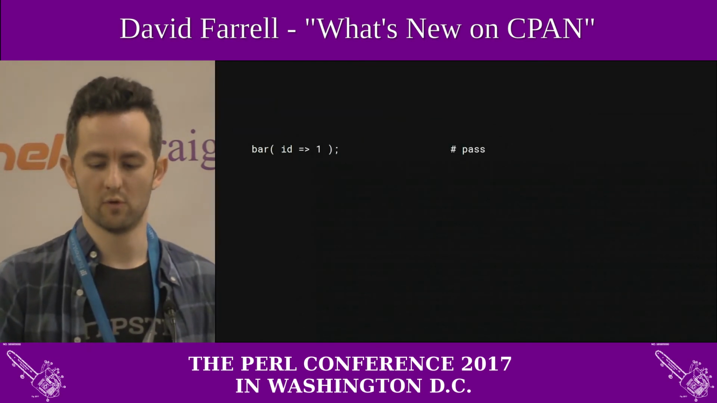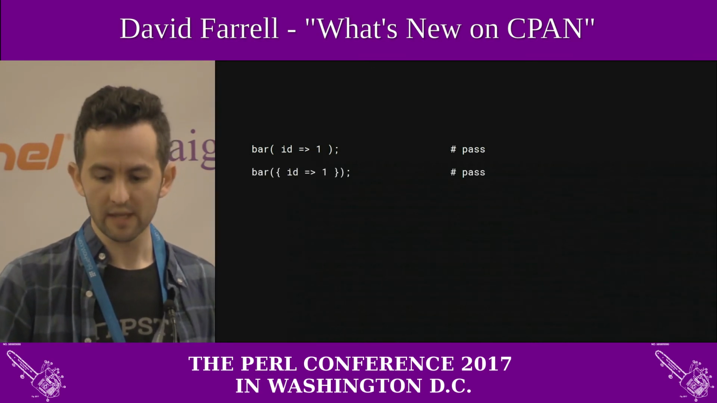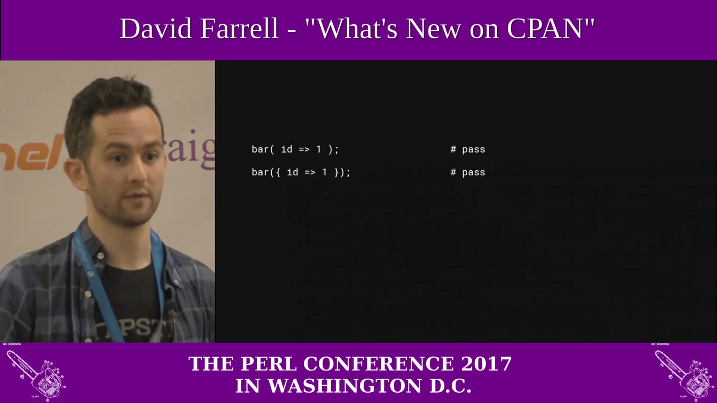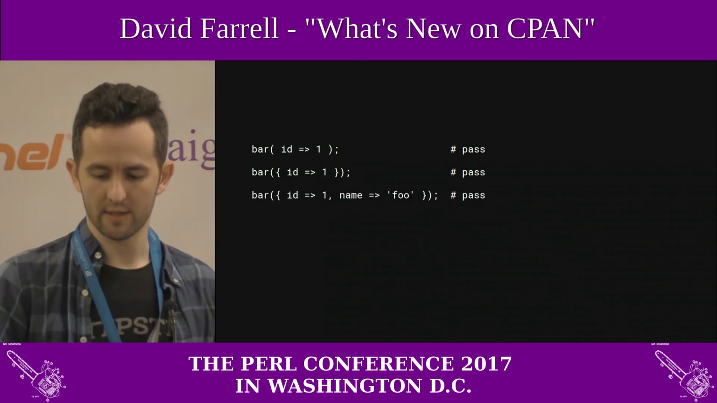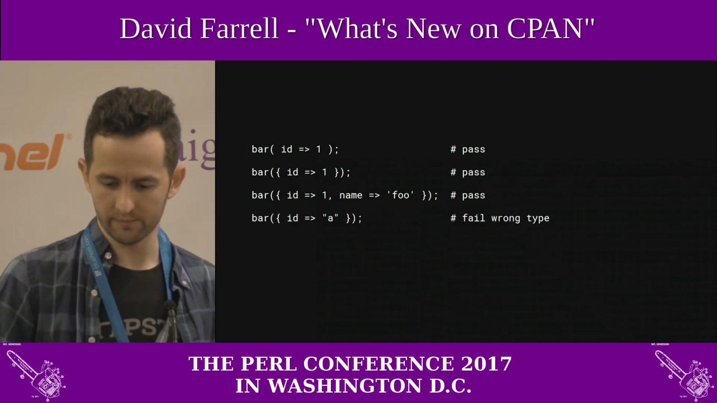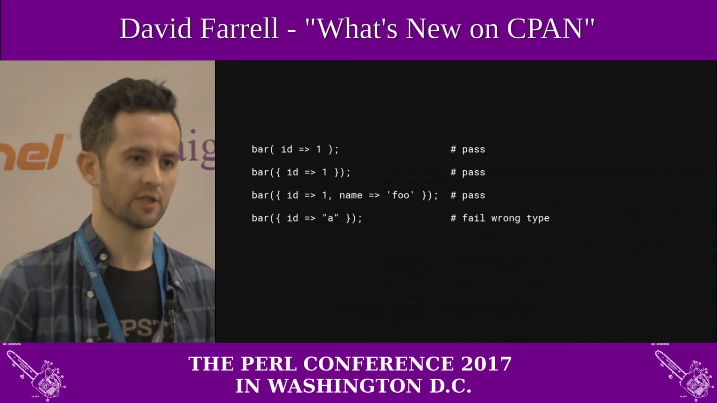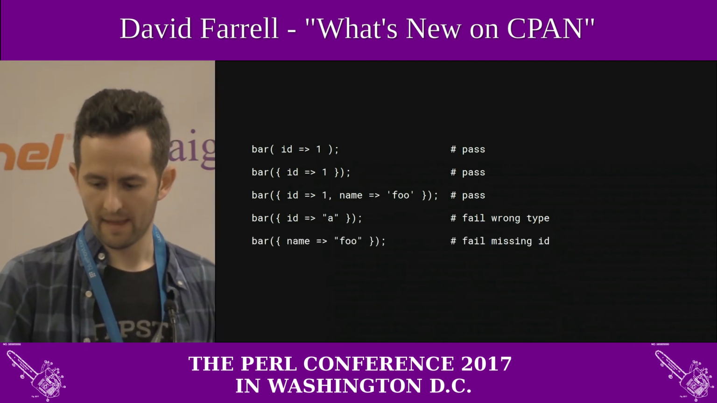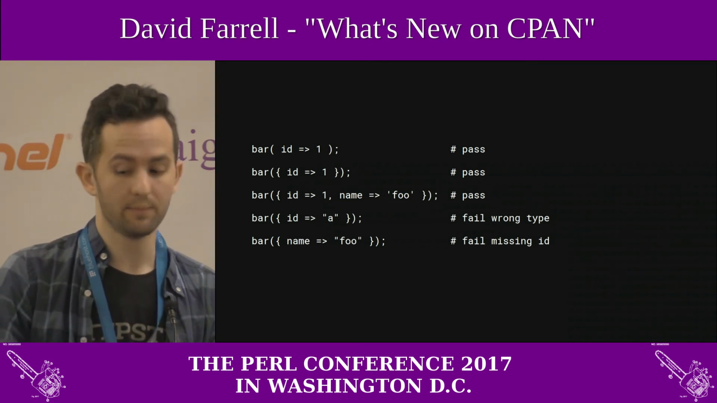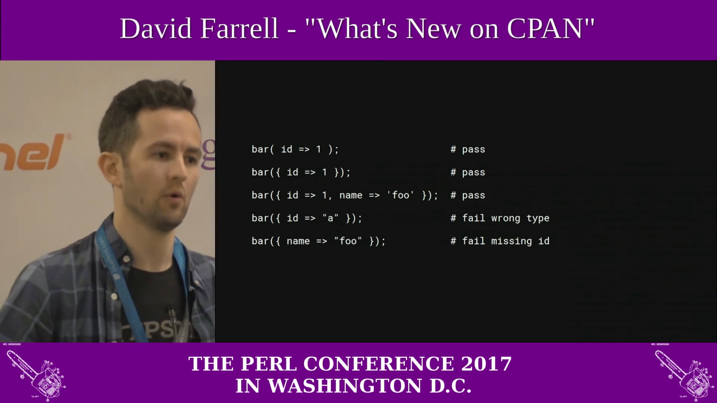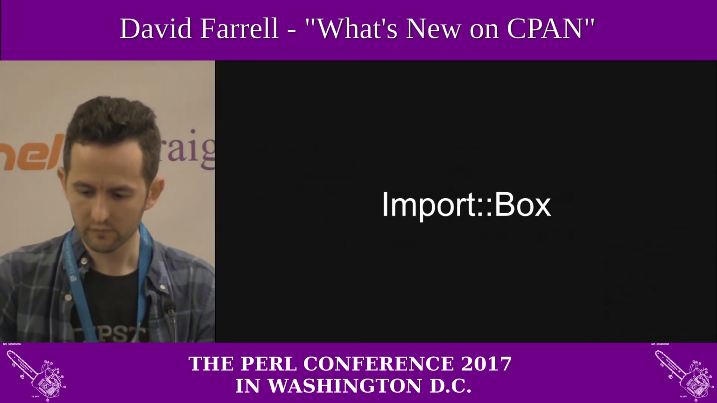Okay, here's an example of calling bar. So this passes because ID is a required parameter. This passes because it accepts hash refs or hashes. You don't have to worry about that. This passes passing the name parameter, which is optional. This fails, and it prints out a wrong type exception message explaining exactly what's wrong. And if a required argument isn't passed, it'll fail, and it'll say missing required parameter. So it's just a very useful practical module.